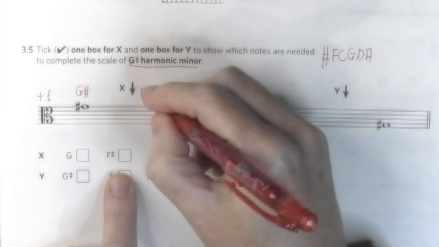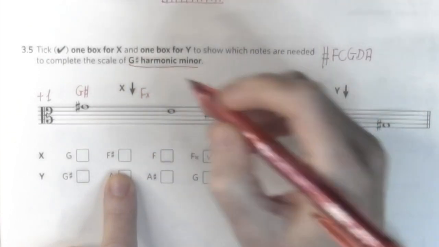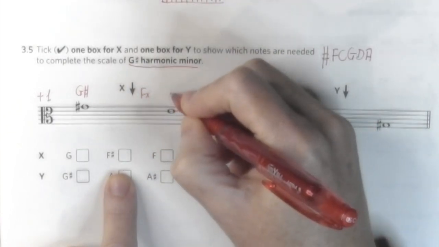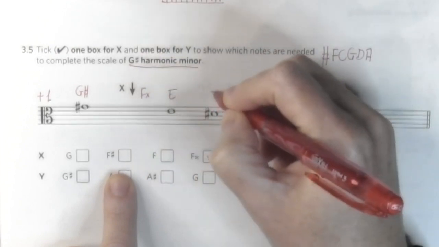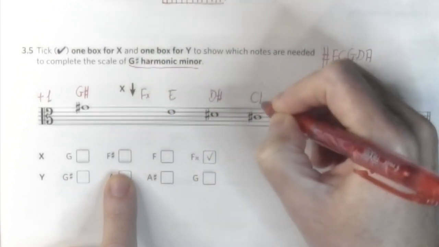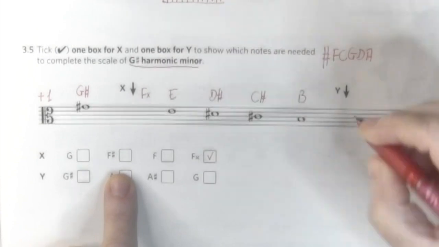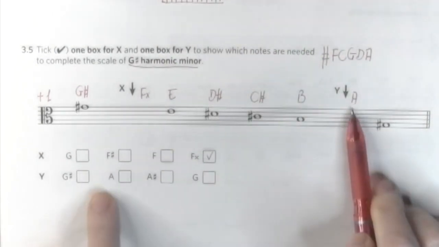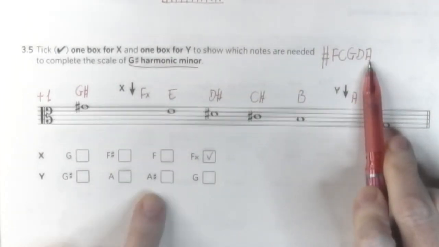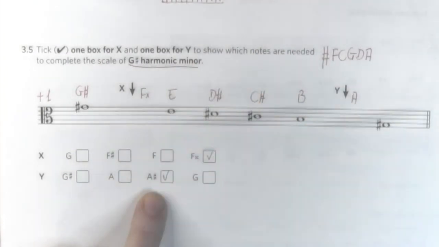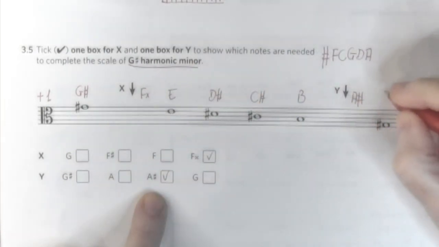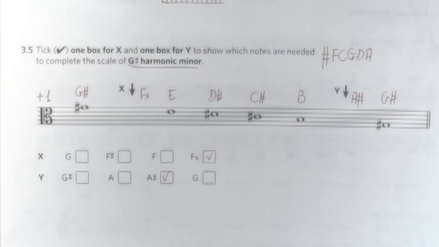So fa double sharp, then fa, mi, re sharp, do sharp, si, and la. So it's la sharp, yes. So la sharp. That's it. And then G sharp. That's it. That's how you do it.